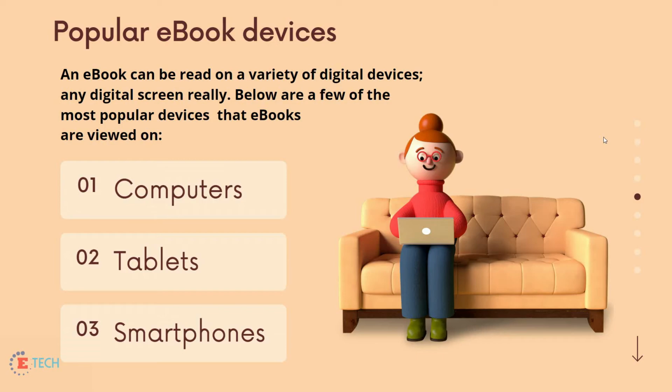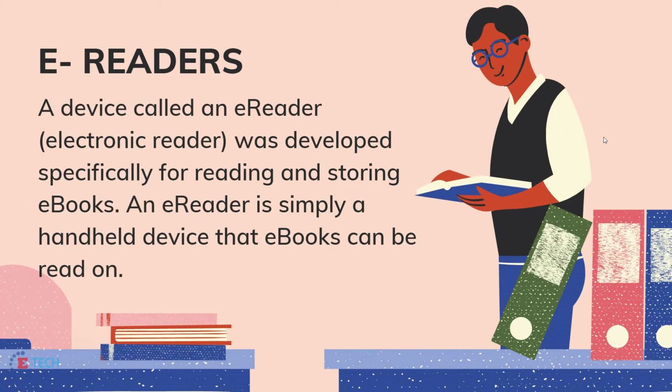Next, we are going to look at ebook devices. There are three main devices that are used to read or view ebooks, and these are computers, tablets, and smartphones. It is as simple as that. You can read your ebook on the computer, you can read it on a tablet, or you can read it on your smartphone. There are others, but these are the most popular ones.